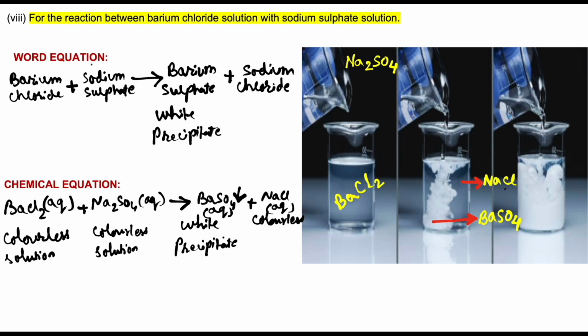So the word equation for the reaction between barium chloride solution and sodium sulfate solution is: barium chloride when mixed with sodium sulfate forms barium sulfate, which is seen as a white precipitate insoluble in sodium chloride solution. And the chemical equation is BaCl2, aqueous, when combined with sodium sulfate, aqueous, gives barium sulfate, which is seen as a white precipitate, in NaCl solution, which is colorless.